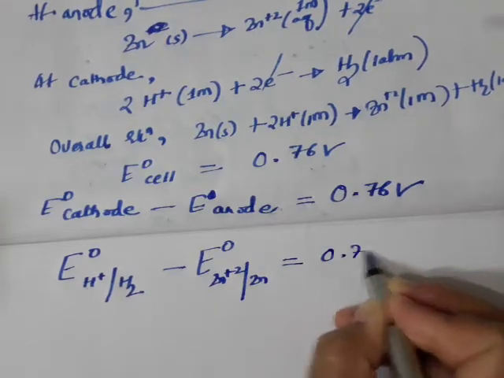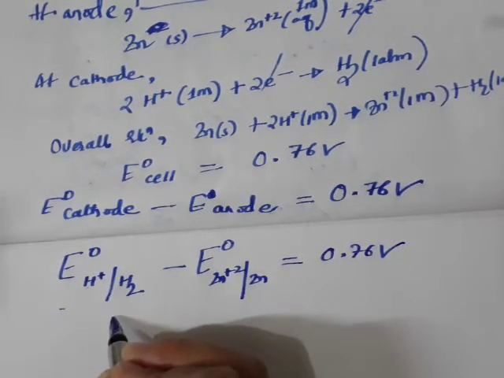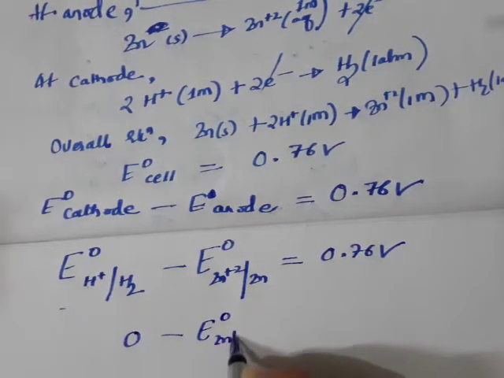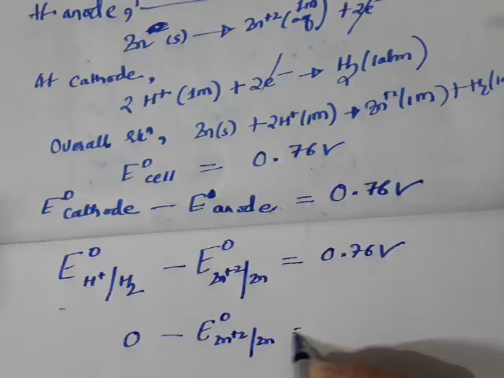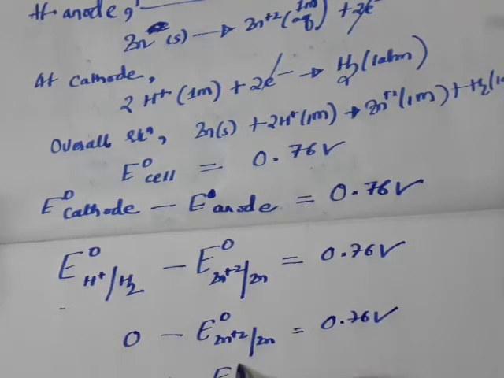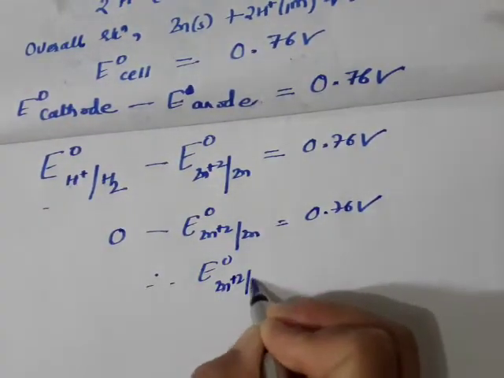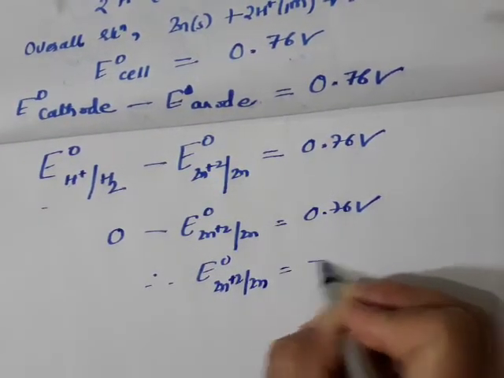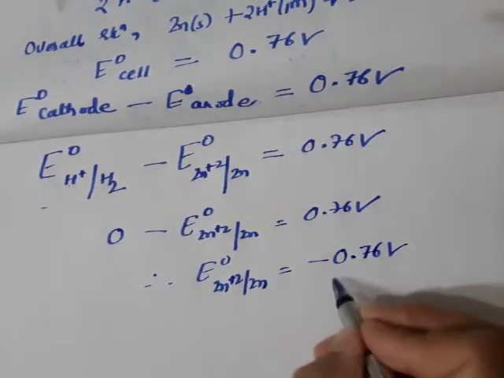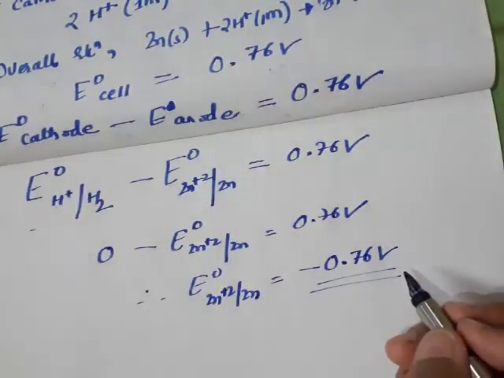So 0.76 volt. Now this is your standard one, so the value of this we consider as 0. So this is 0 minus E naught Zn plus 2 to Zn is equal to 0.76 volt. Therefore, E naught Zn plus 2 to Zn is equal to minus 0.76 volt. Similarly, we can calculate the standard electrode potential of all the electrodes.